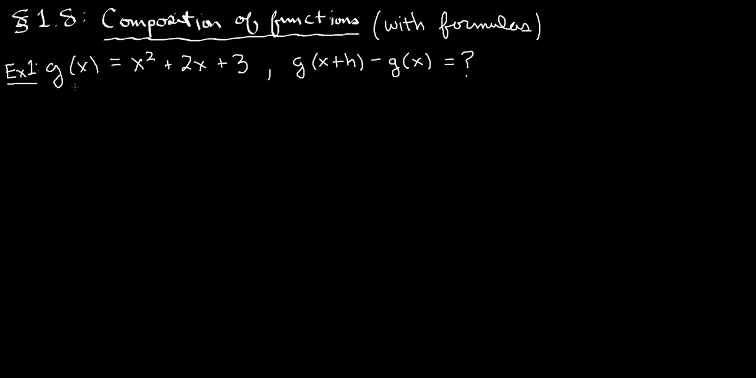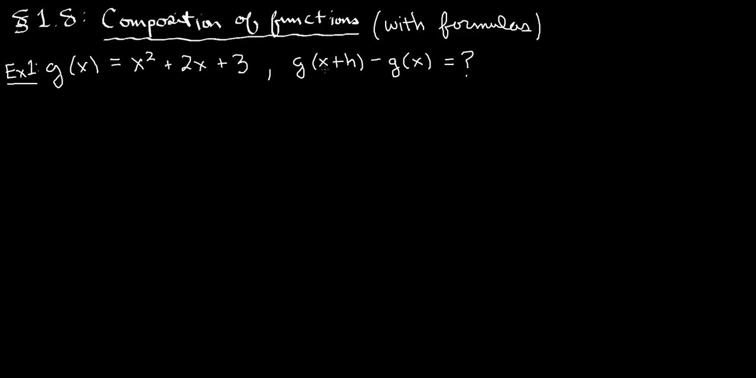Let's say that you're given the function g of x, and its formula is given by x squared plus 2x plus 3. And the goal is going to be to compute this difference, g of x plus h minus g of x. Before we go ahead and start computing things, let's try and identify what two functions are actually getting composed here. So if you look at g of x, that's just the given function, so nothing's happening there. But if you go to g of x plus h, you'll notice that we're taking x plus h and plugging that into g.